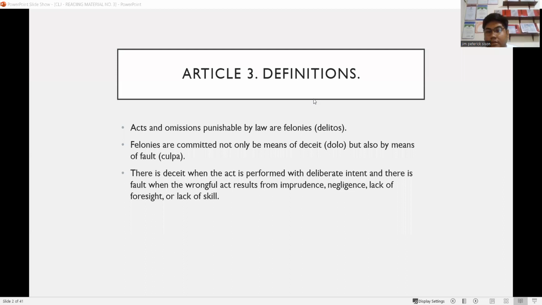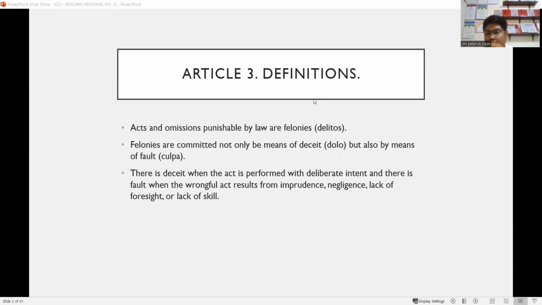So, Article 3 definitions. Acts and omissions punishable by law are felonies. What are examples of criminal acts and omissions punishable by the Revised Penal Code? Number 1 is murder. Second, theft, abortion, either intentional or unintentional, robbery, qualified piracy, treason, etc. Okay, and omissions punishable by the Revised Penal Code.